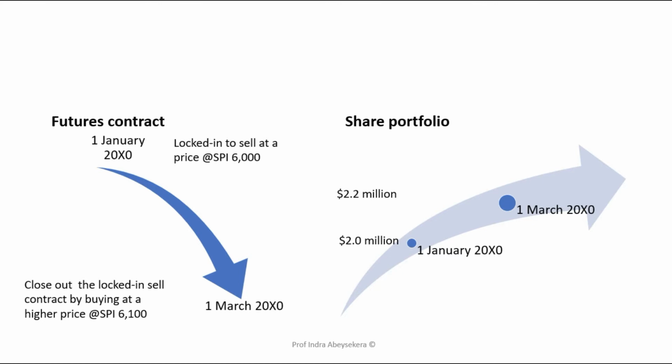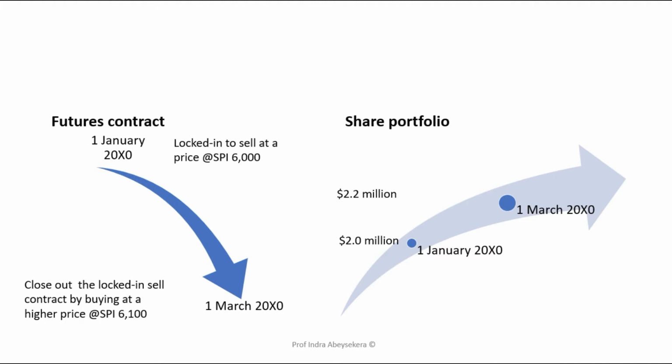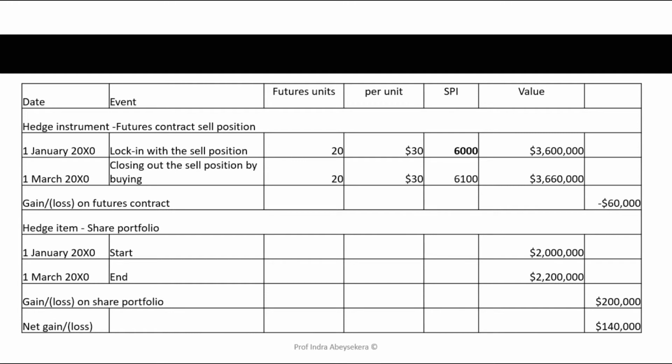we locked in to sell at 6,000 share price index, and when we are closing on 1st of March, that locked in sell contract, we need to buy the futures at 6,100, not 6,000 but 6,100, at a higher price. So the futures contracts are closed.